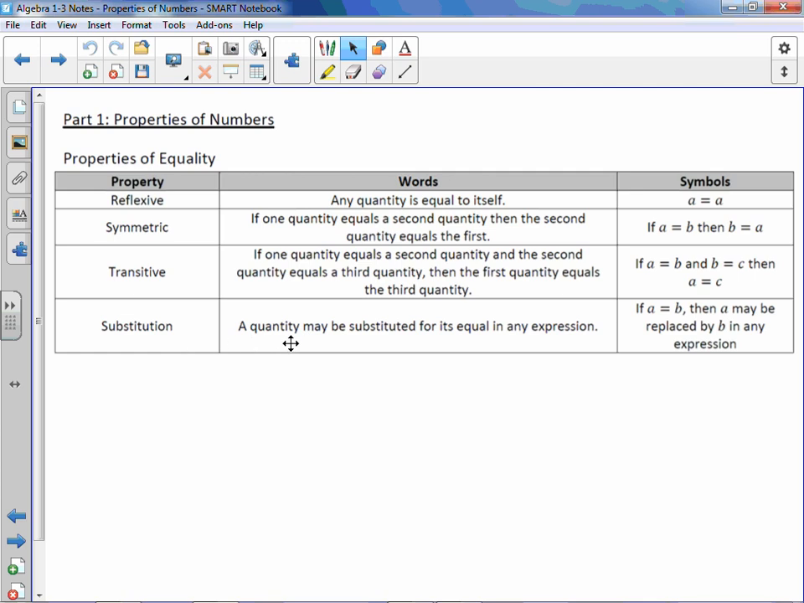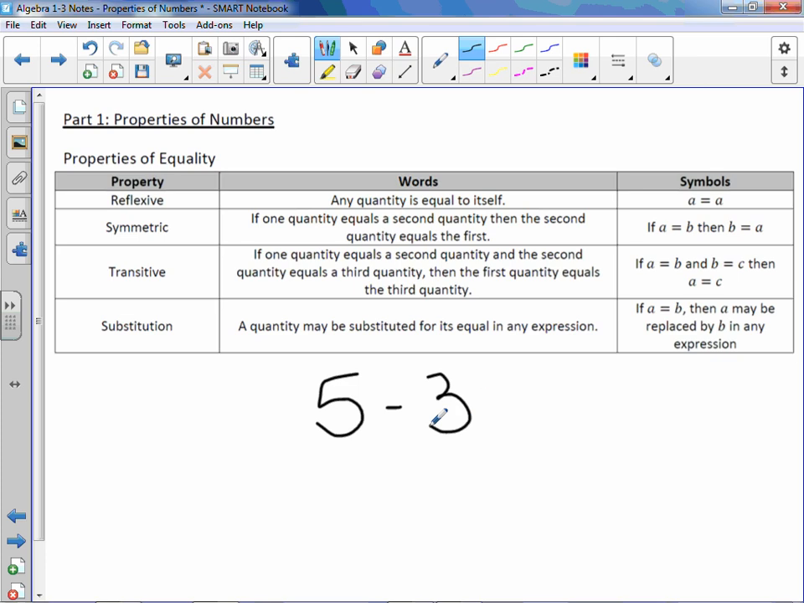Substitution. A quantity may be substituted for its equal in any expression. If A equals B, then A may be replaced by B in any expression. And the substitution property also holds true if you had, for example, 5 minus 3, and you know that 5 minus 3 is 2, so you could substitute 2 for that expression 5 minus 3.